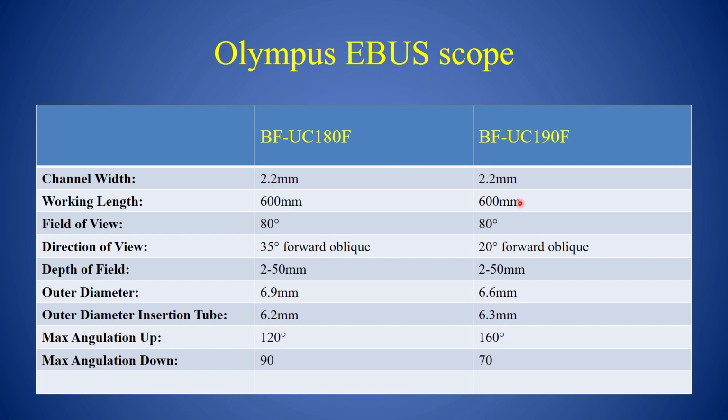More or less, both these scopes have a similar design, except for the fact that the newer scope has a lesser degree of oblique forward viewing, that is 20 degrees, and it is a thinner or a slimmer scope where the ultrasound transducer, the tip diameter is around 6.3 millimeter, and it has a greater forward angulation. It's around 160 degrees. The advantage of this greater forward angulation is with the help of the 19 gauge VisiShot needle, it makes it easier to sample the station 4L and the station 10R and 10L. So that's an advantage which the forward angulation provides.